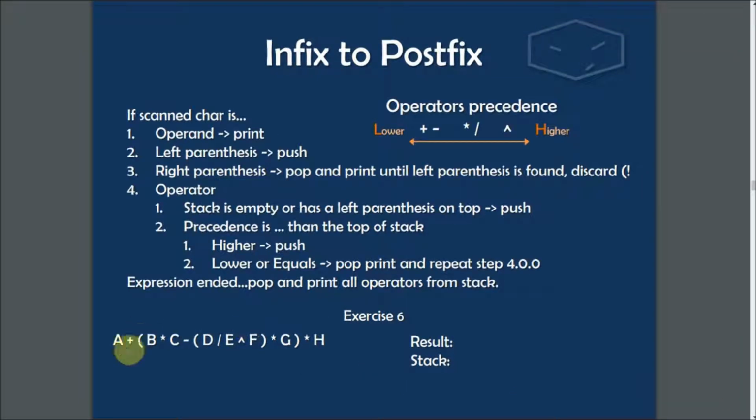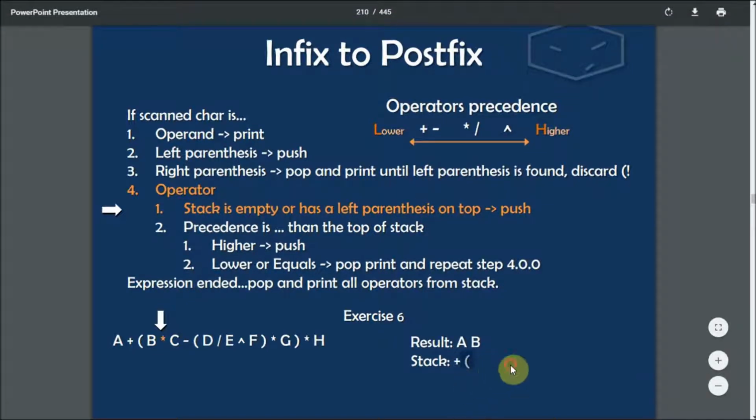6. A is operand, we print. Plus is operator, the stack is empty, so we push on the stack. Left parenthesis, we push. B is operand, we print. Times is operator, the stack has a left parenthesis on top, okay, we push. C is operand, we print.